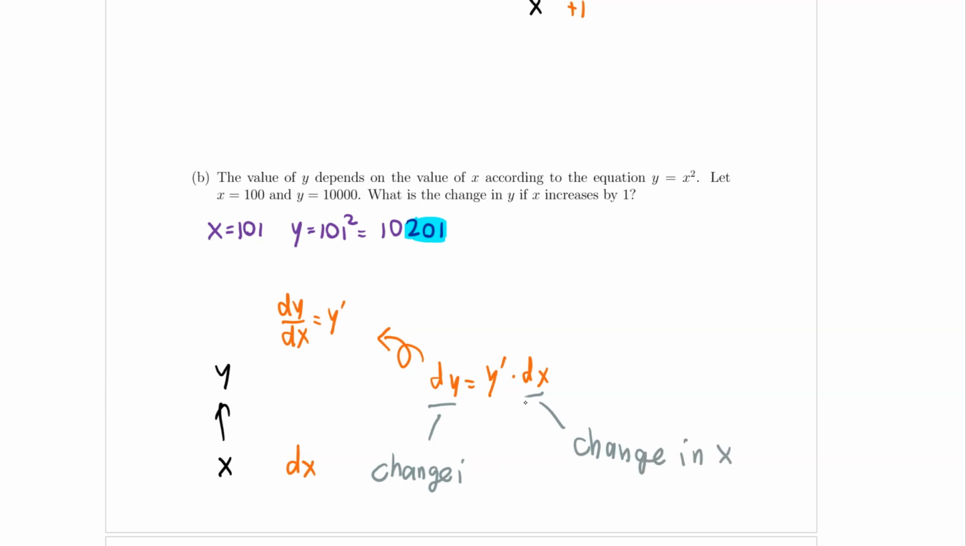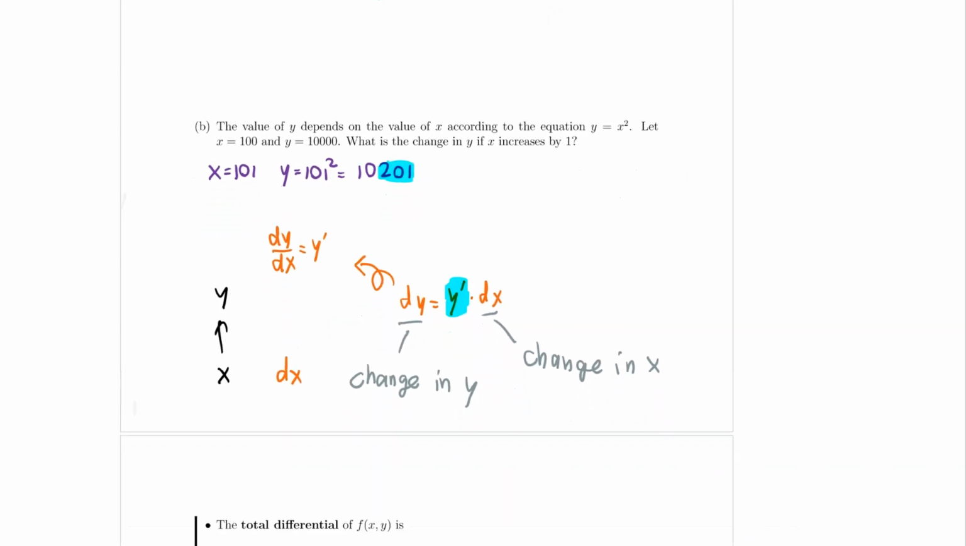Let me actually rewrite this a little bit. dy is my change in y, and dx is my change in x. And this y prime here is the derivative. So what that means is, if the value of y depends on x, the change in y is going to be just the change in x multiplied by the derivative.